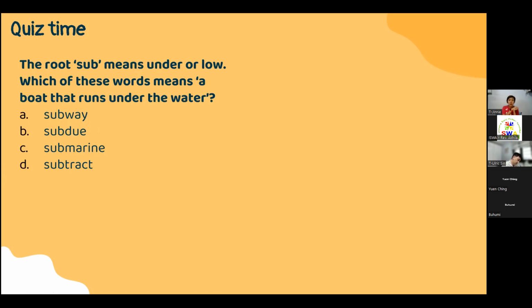And I'm sure you know, subway refers to what? Subtract, you also know very well. So we try and eliminate. If I know subtract, if I know subway, do they refer to a boat that runs under the water? If they do not, yes, very good. Thank you, Sashi. How did you guess? Is it submarine?